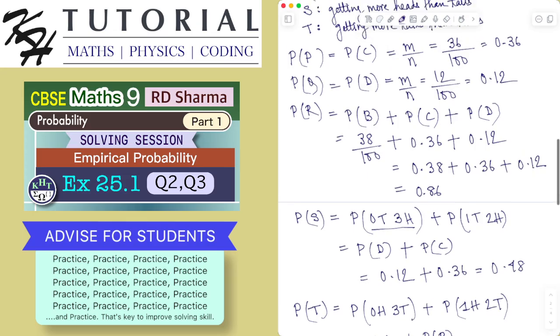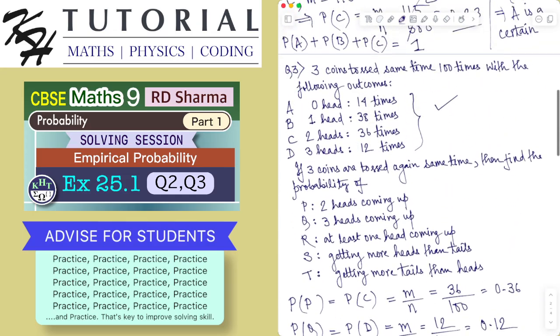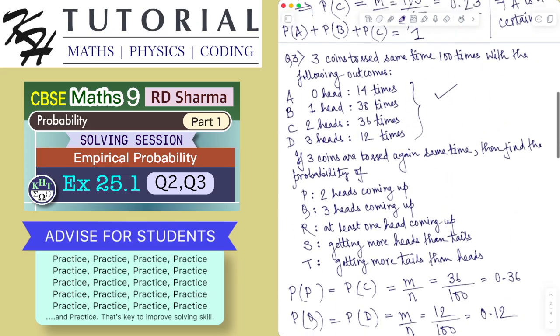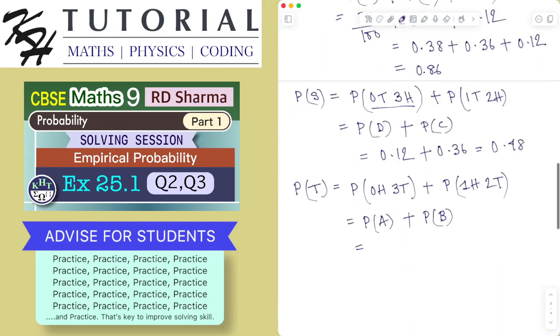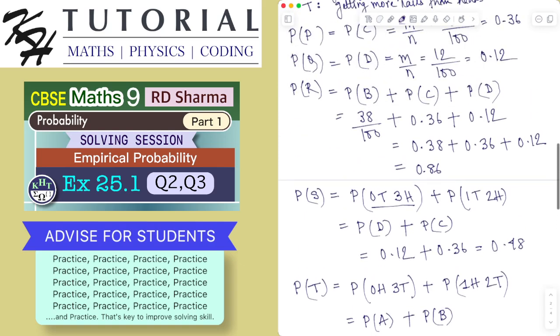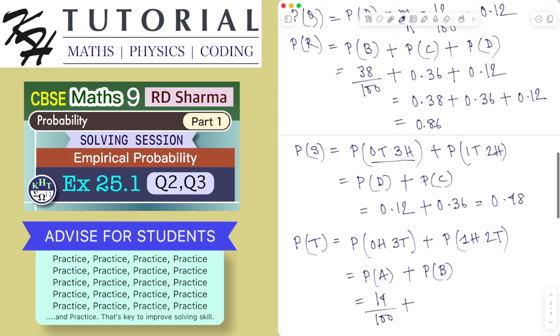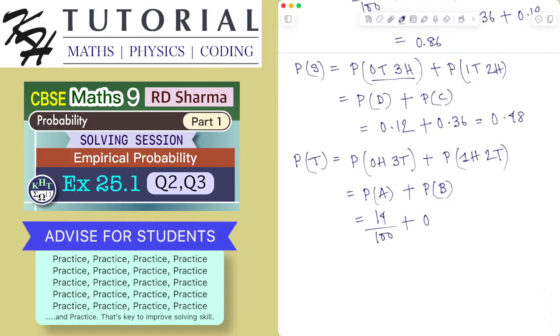So probability of event A using the empirical formula will be 14 by 100. So this is 14 by 100, and probability of B we already know is 0.38. So this is 0.14 plus 0.38. This is 0.52.